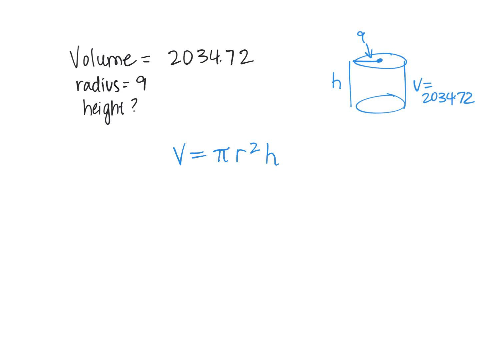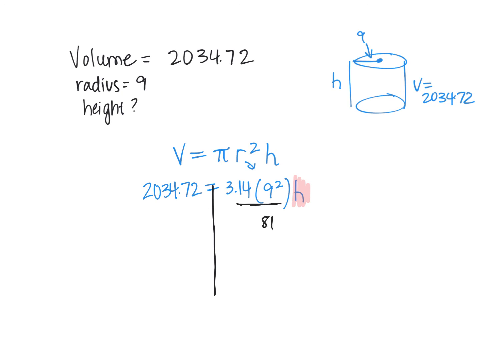All right, so I'm going to fill in the volume actually over here. I know the volume is 2034.72. I know pi is 3.14. I know my radius is 9 squared. I do not know my height. So this is what I am missing right here, my height. Okay, I bet we can solve for this if we drew our line down. Well, let's actually work out this part of the equation here. Well, 9 squared is 81, okay, times 3.14 times my height.